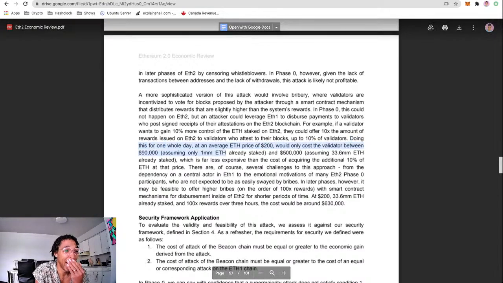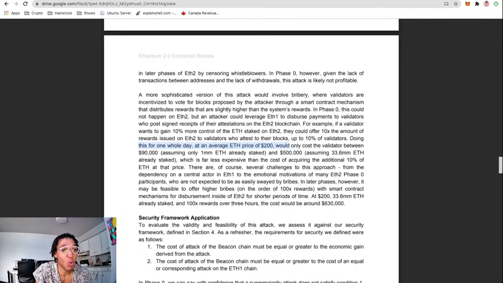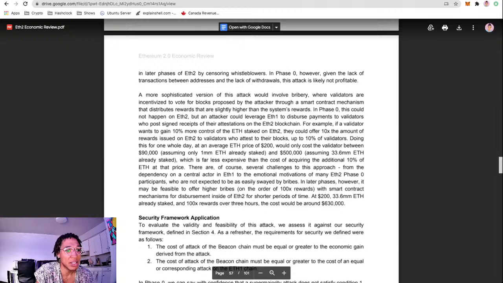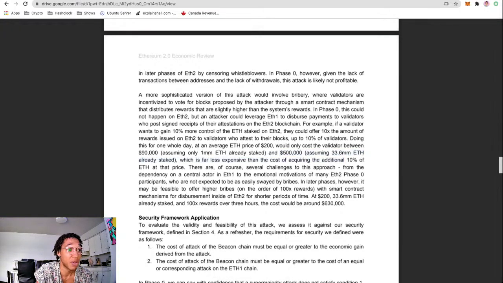Doing this for one whole day at an average price of $200 would only cost the validator between $90,000, assuming only 1 million ETH already staked, and $500,000, assuming the validator, I guess, already had 33 million ETH staked. This is saying, sorry, this is the amount staked in the network totally. So it has a max cost of this attack of like $500,000, assuming 33 million ETH staked, which is almost a third of total ETH currently. So, I mean, that's a pretty low cost to attack the network, which is far less expensive than the cost of acquiring an additional 10% of the ETH at that price.